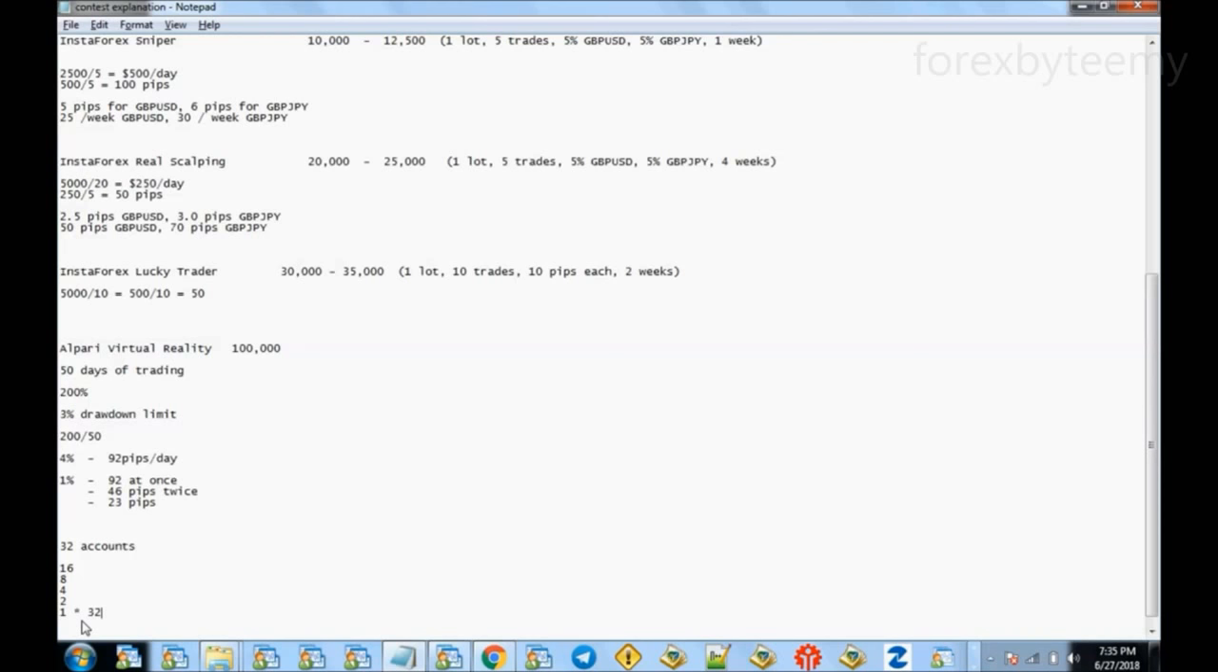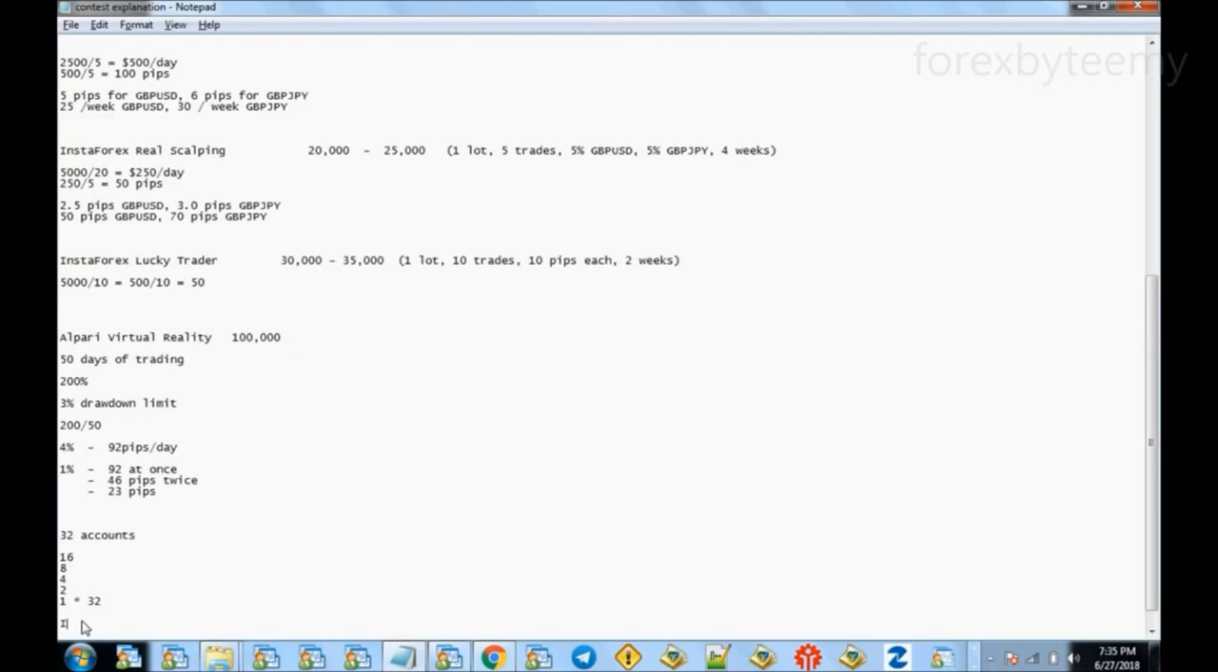But some brokers, and I've seen only one, which is IronFX, I know IronFX does not allow you to do something like this. So if you're going to add your 32 accounts, please leave out IronFX. They won't be happy if you do something like this.